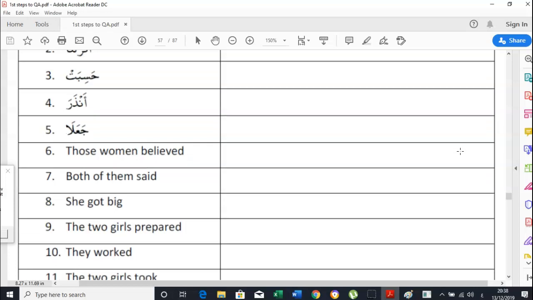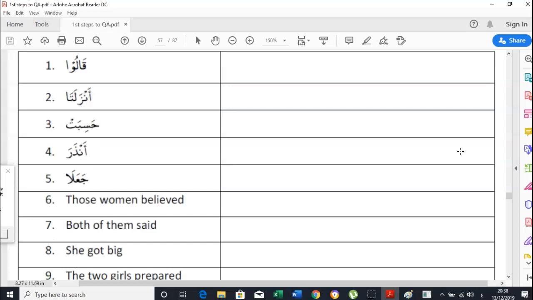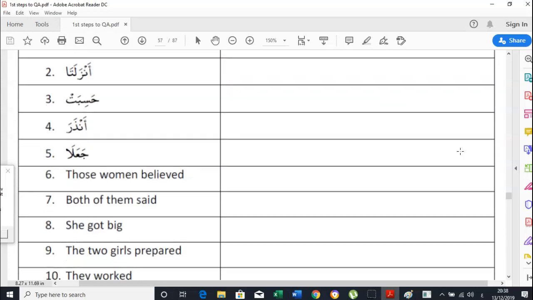Yeah. Don't write it yet. I want you to do that for homework later on. Okay, the meanings as well. Try to memorize them if you can. Hasibat. Hasiba means to assume. Hasibat. Who assumed?